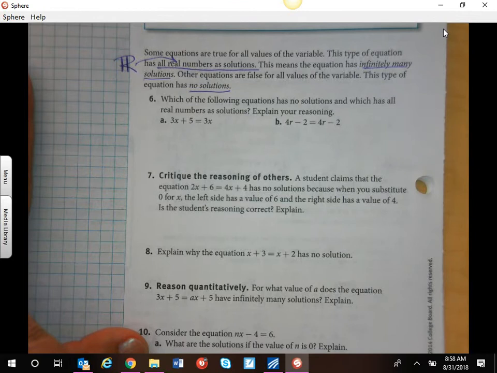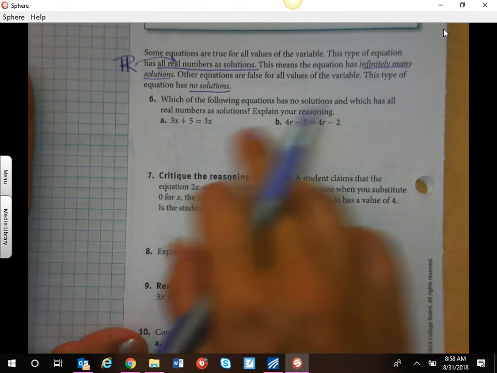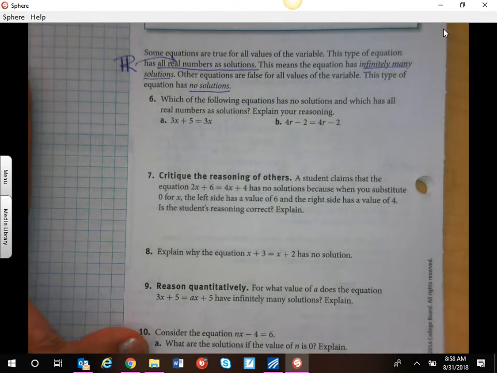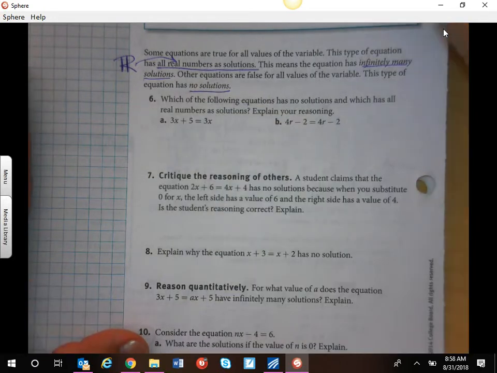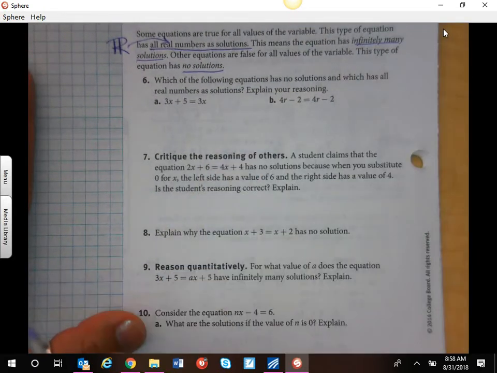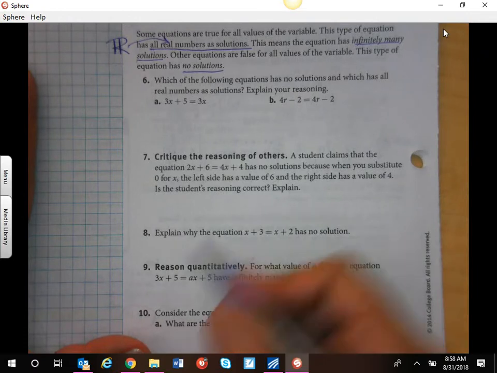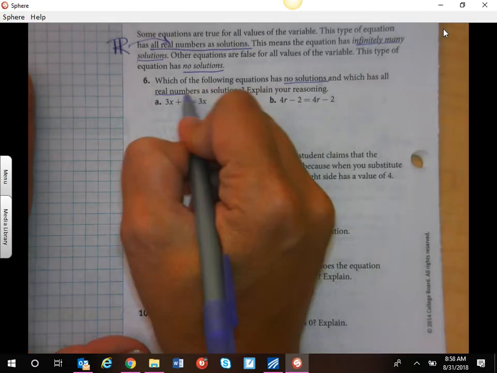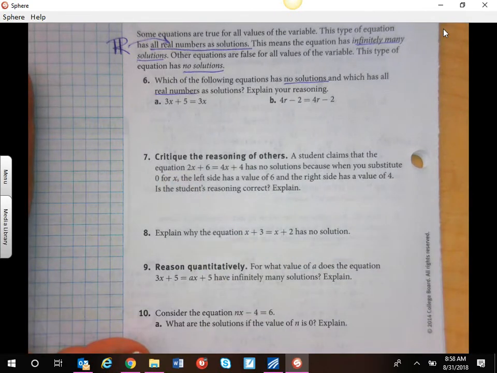So what I would like you to do, I want you to solve both of these. We've done a lot of practice solving. You might be able to even decide what the answer is, if it's no solution or all real numbers. And this one I want you to do on your own, and then on the Google form you're going to put your answer.